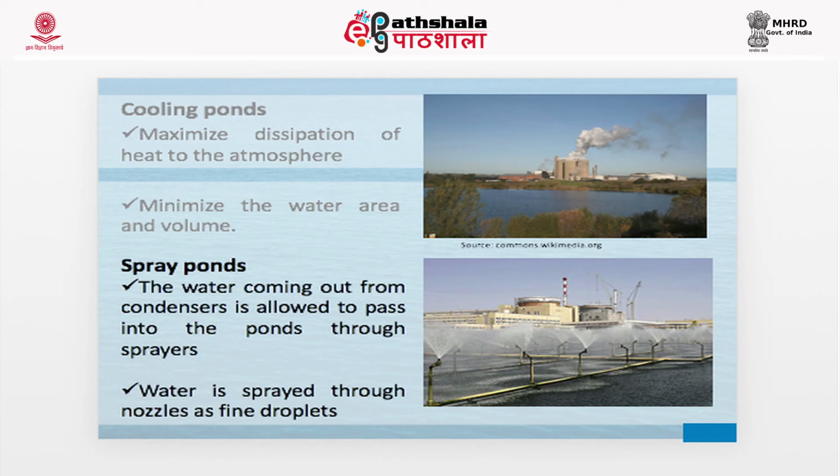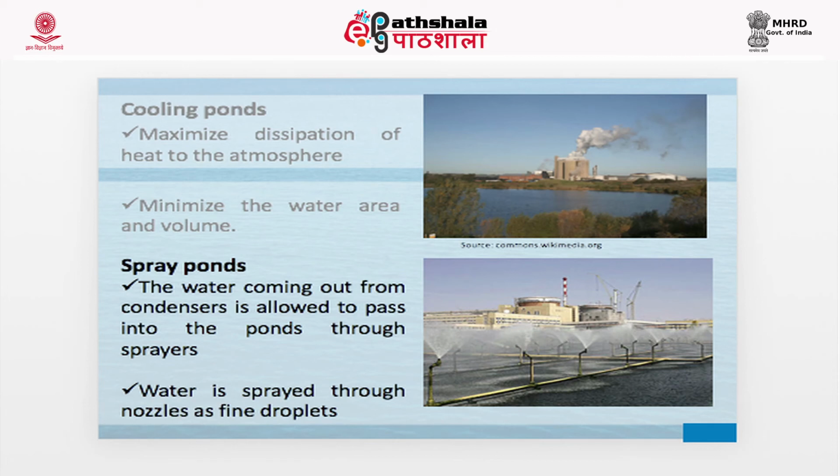So cooling ponds are the large areas which can be constructed nearby the industries, in which they can store the water for 1 to 2 days, and after cooling or after dissipation of its heat to the atmosphere by the evaporation process, it can be discharged back into the river water or it can be reused or recycled.